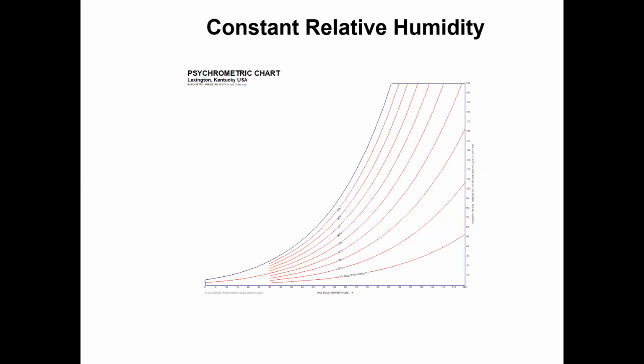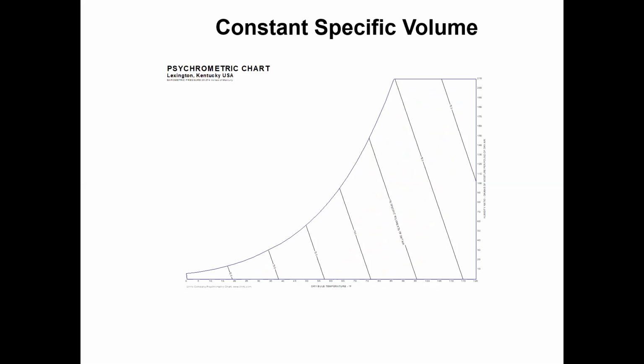This is the constant relative humidity, shown with red lines. Relative humidity is always shown as a percentage: 10%, 20, 30, 40, 50, 60. Then these lines show specific volume. You know what the specific volume of dry air is. These black slanted lines show the constant specific volume of the air and moisture mixture.